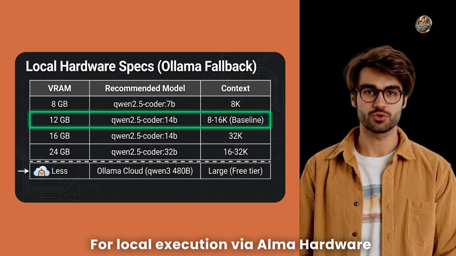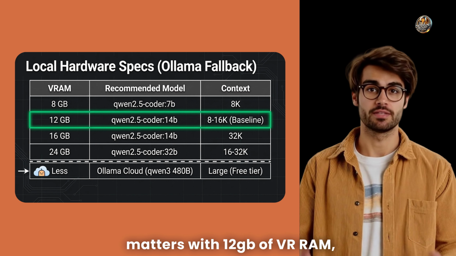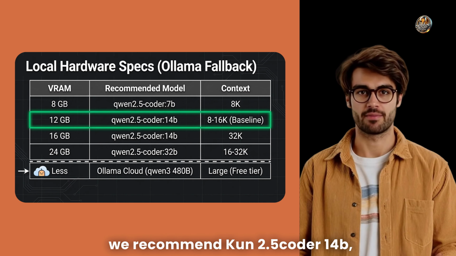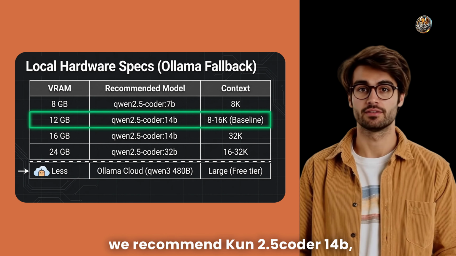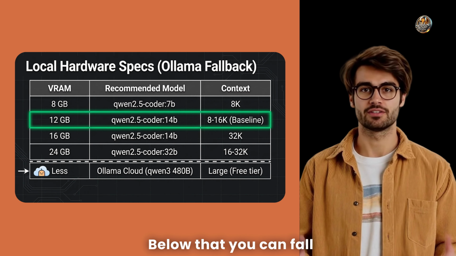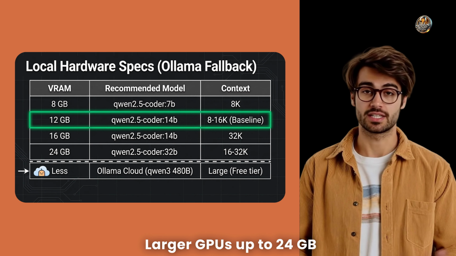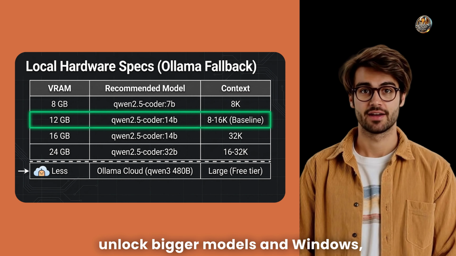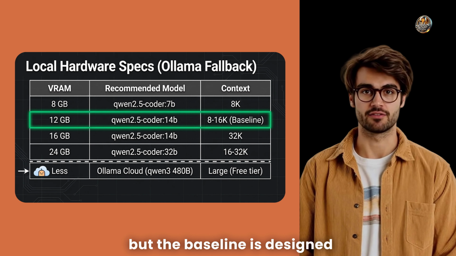For local execution via Ollama, hardware matters. With 12 GB of VRAM, we recommend Qwen 2.5 Coder 14B, giving an 8 to 16K baseline context. Below that, you can fall back to Ollama Cloud. Larger GPUs, up to 24 GB, unlock bigger models and windows, but the baseline is designed for mid-range developer machines.